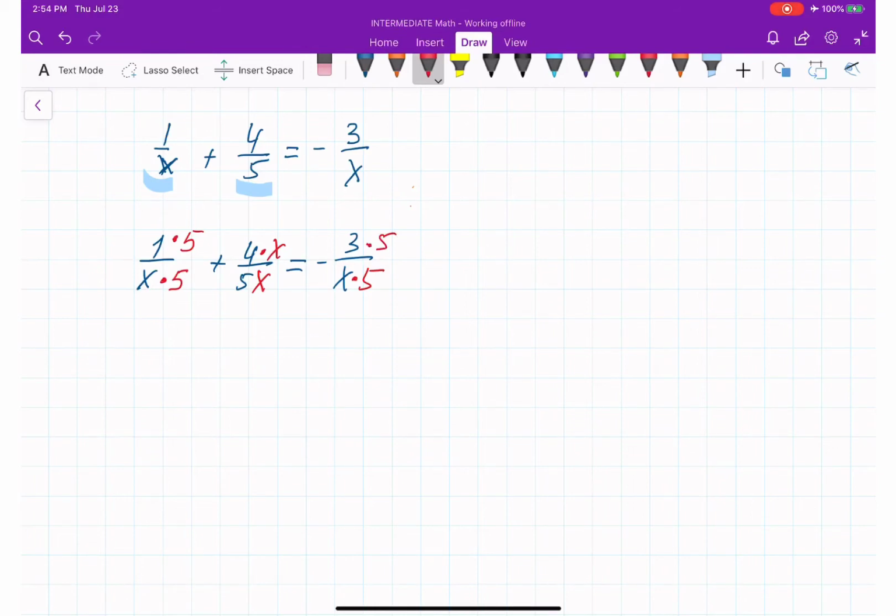So what do we get? 5x, 5x, 5x in the denominator. What is interesting, when all the denominators are equal, I can drop the denominator and get 5 plus 4x equal negative 3 times 5, which is 15. Now I would like to stop there and explain why we can drop the denominator. Let me do some drafting and explain to you.